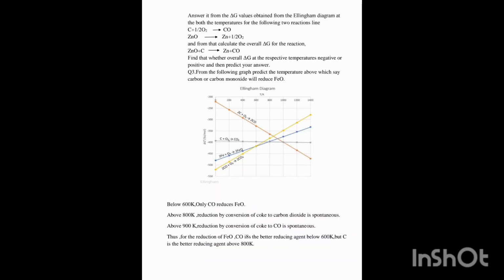Below 600 K, only CO reduces FeO. Above 800 K, reduction by conversion of coke to carbon dioxide is spontaneous. Above 900 K, reduction by conversion of coke to CO is spontaneous. Thus, for the reduction of FeO, CO is the better reducing agent below 600 K, but C is the better reducing agent above 800 K.